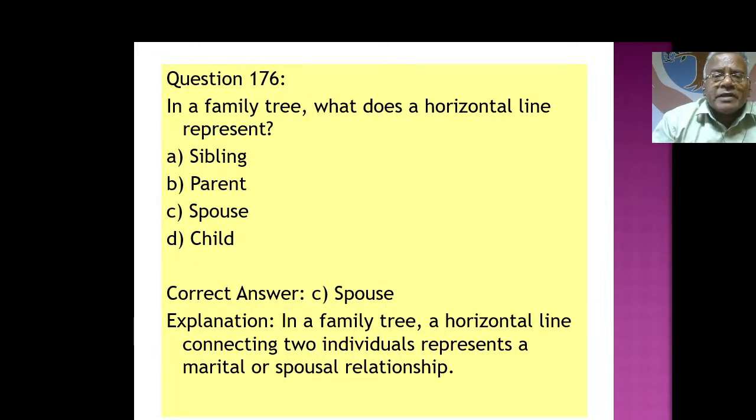In a family tree, what does a horizontal line represent? Sibling, parent, spouse, child. Horizontal means father and mother; the relationship is a horizontal one. This is how it appears in logic. In a family tree, a horizontal line connecting two individuals represents a marital or spousal relationship. The spouse is the right answer here.